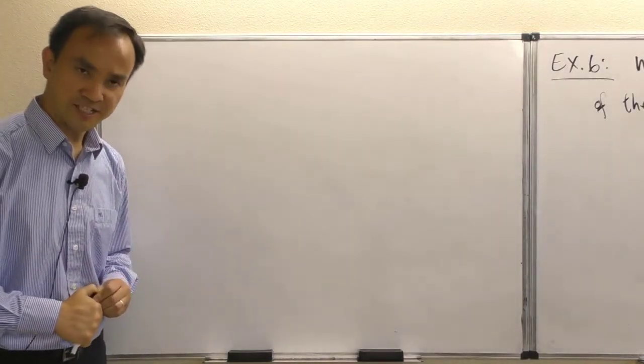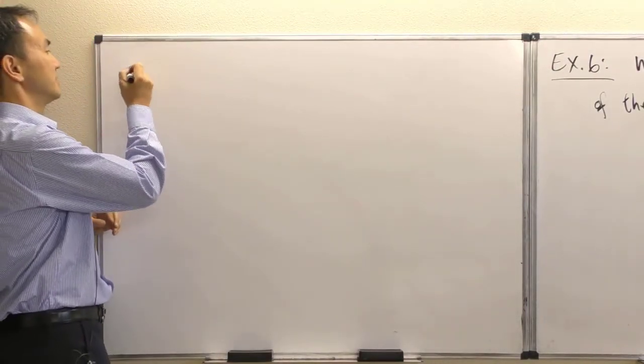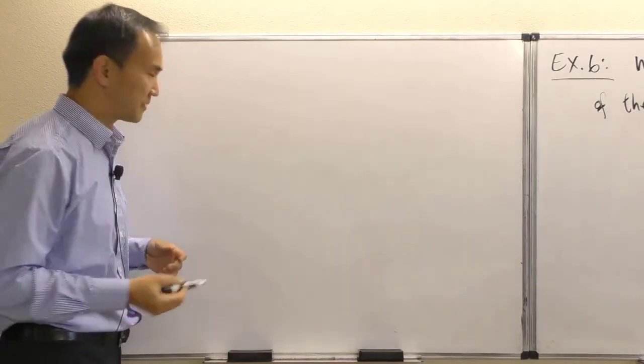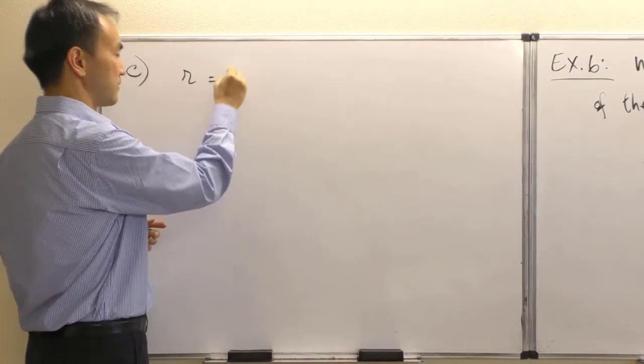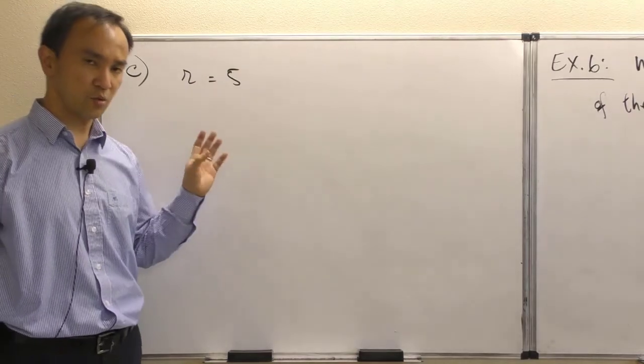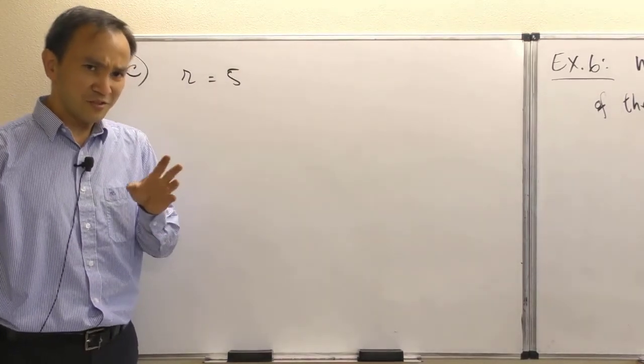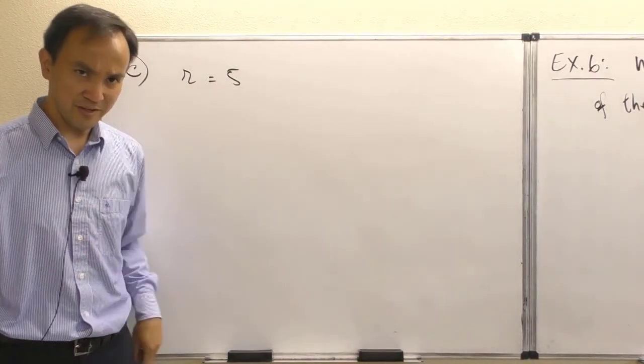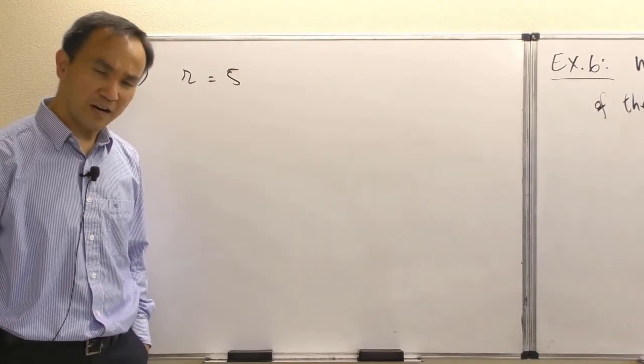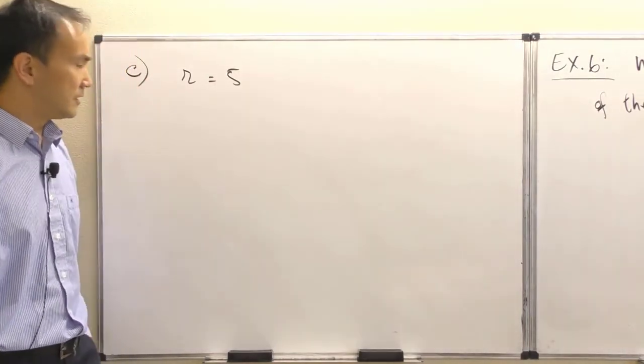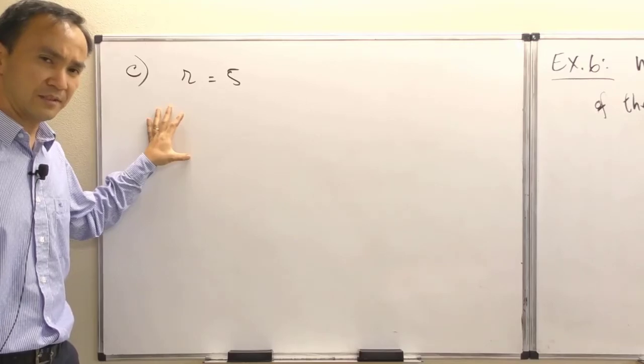Let's now look at part C. We have another polar equation, r equals 5. It's quite simple, but sometimes a simple thing can be dangerous. So now I have r equals 5. Here's how I see it.